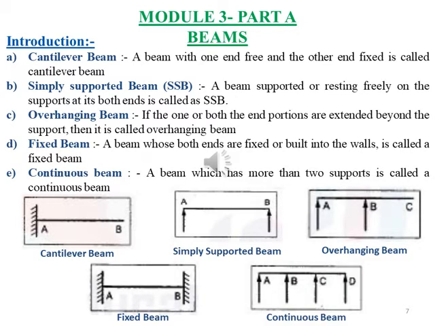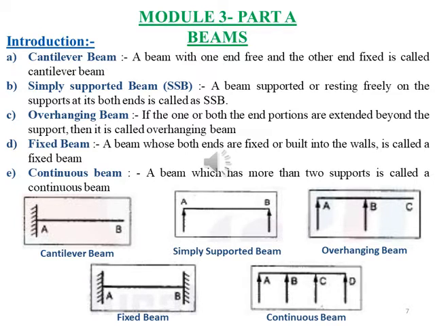Here you can see a cantilever beam. It is a beam with one end free and one end fixed, hence it is called a cantilever beam. A simply supported beam is a beam supported or resting freely on the supports at both ends. An overhanging beam is one where the end portions are extended beyond the support.